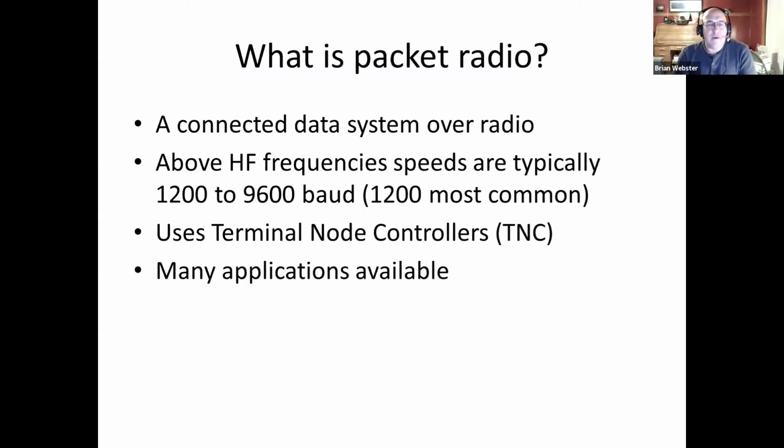So packet radio, it's a connected data system over radio. Above HF frequencies, the speeds are typically from 1200 to 9600 baud, with 1200 baud being the most common. That is also the same speed that's used on APRS. It uses what we call a terminal node controller, or a TNC. And there are many applications on the network that we can use that are beneficial to ham radio.